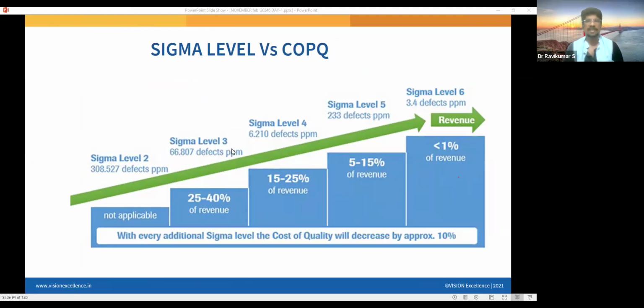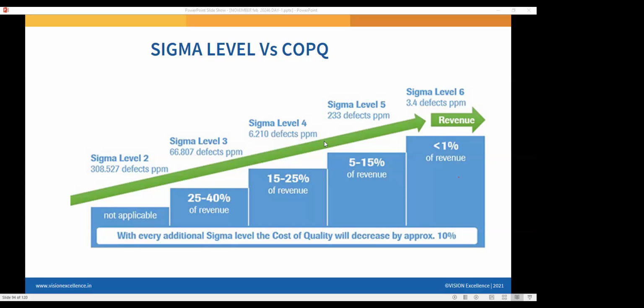So what is the importance of having different levels of Sigma? You might be a bit confused. Yesterday you might have learned how to calculate the DPMO and how to infer the Sigma from that particular DPMO. Guys, they are calculated, right? Yes, sir.